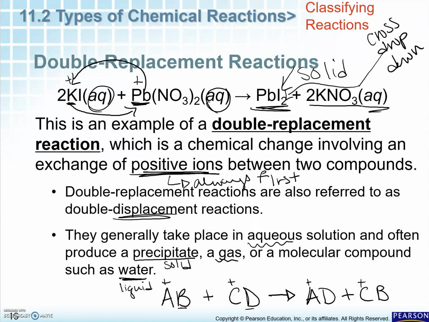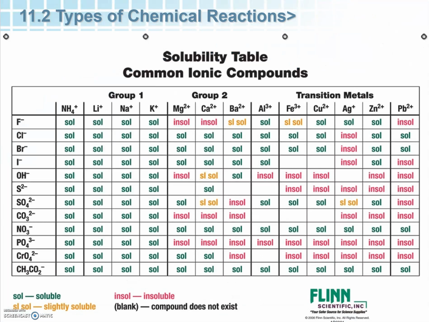Now let's figure out how we get our solid guys. So there's a cool solubility chart called a solubility table. This is always going to be given to you. You will never need to memorize it. But to figure out if something is a solid or a liquid or not possible, you have this cool chart.